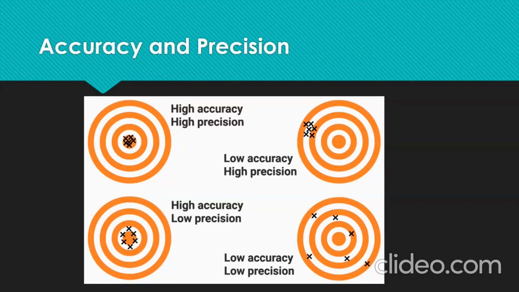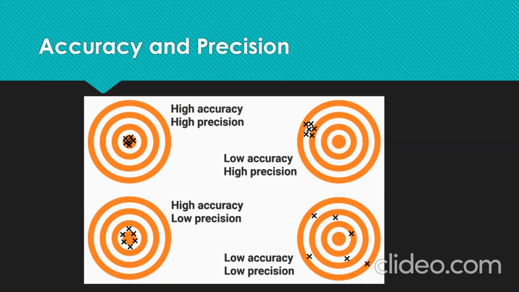Here comes accuracy and precision. Accuracy measures how close the results are to the original value, and precision measures how close the results are to each other. In the first case, all the results are close to each other and close to the original value also, so they have very high accuracy and precision.